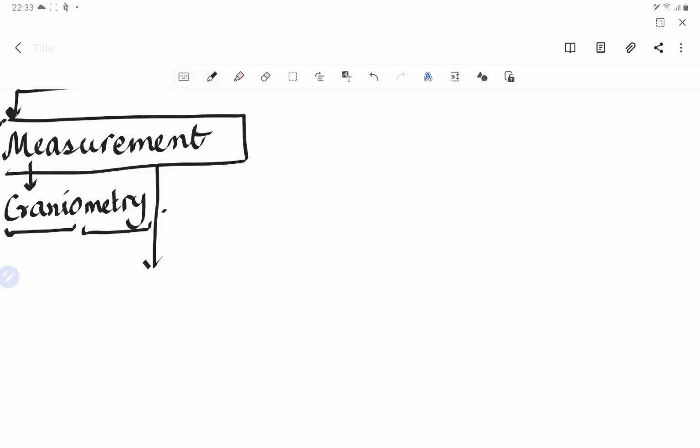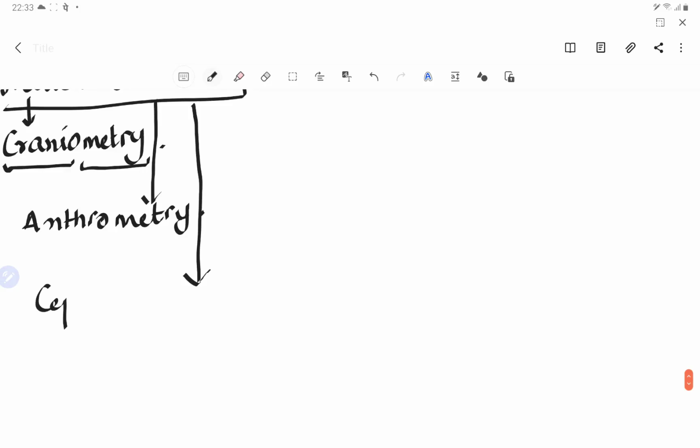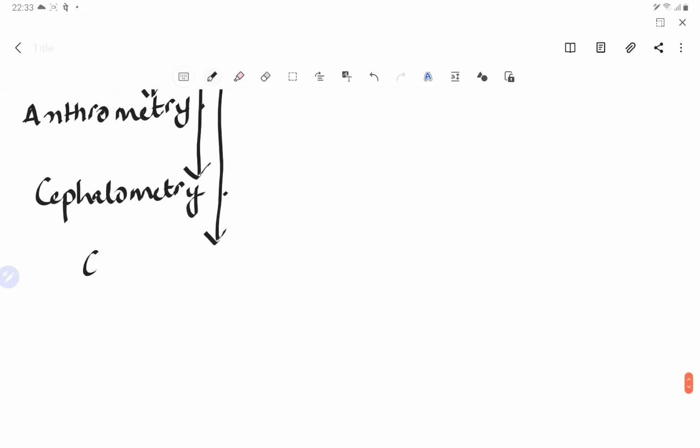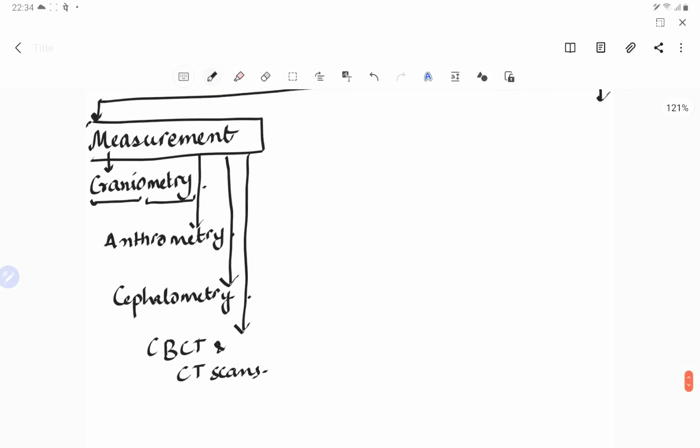Another method we have is anthropometry. It is also the measurement of the skull, but on living tissues, using soft tissue points over the bony landmarks. Then we have cephalometry, the ceph which we use. Cephalometry was given by Broadbent in 1931. Then we have CBCT and CT scan, cone beam computed tomography and CT scan, so all the 3D CT scans. One method is measurement.